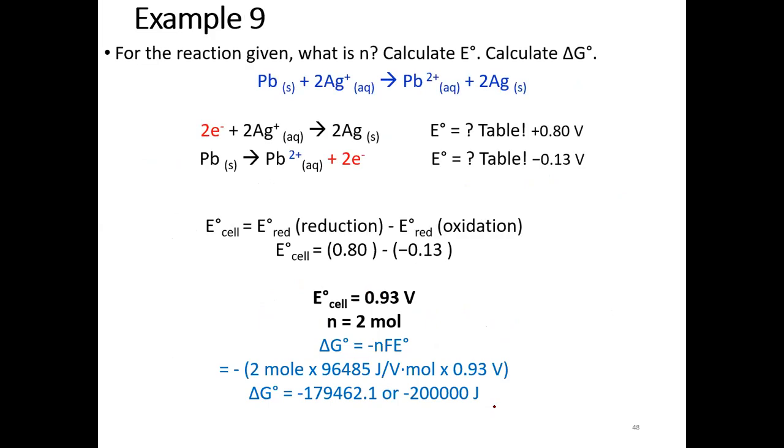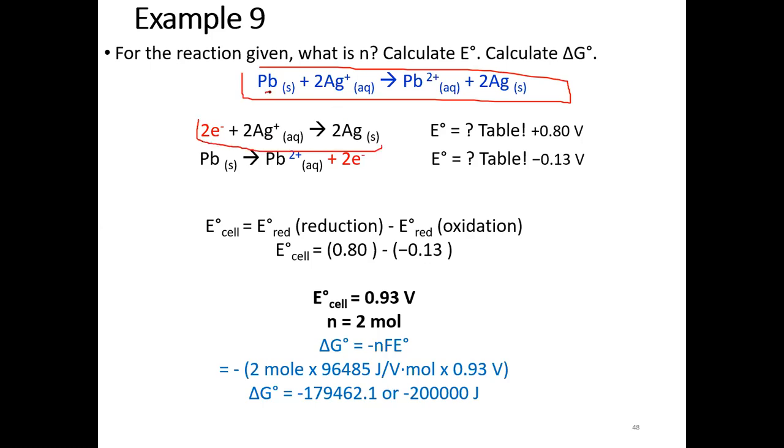So this is example 9 that discusses that. For the reaction given, what is the number of moles of electrons being transferred in this chemical reaction? For that, you need to have a balanced chemical equation, right? So this is a balanced redox equation. And if you go by that, then this is what is going on, okay?